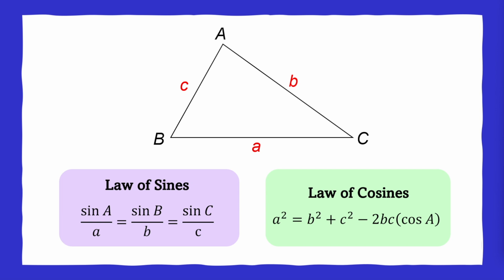When the law of sines cannot be used directly, we turn to the law of cosines. This formula allows you to relate all three sides of a triangle with one of its angles. The square of the side opposite the known angle equals the sum of the squares of the two adjacent sides minus twice the product of those adjacent sides times the cosine of the included angle.